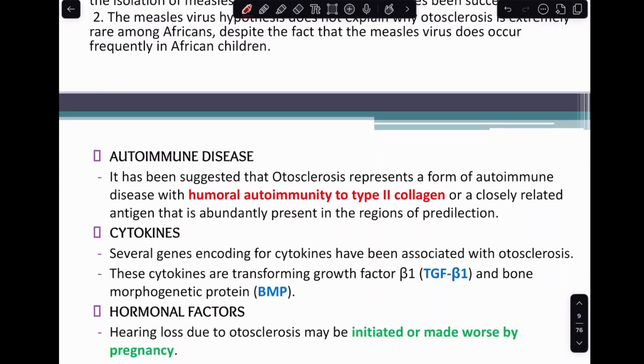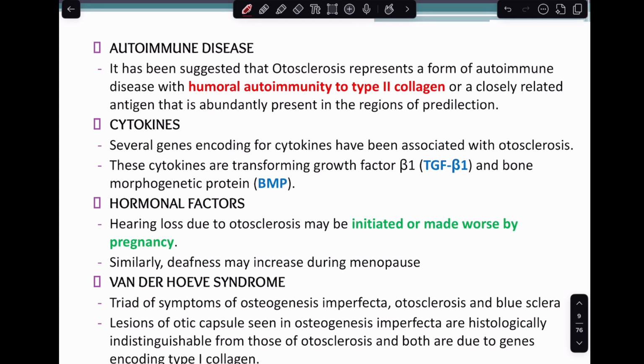Other factors here are autoimmune disease. Sometimes it has been suggested that possibly otosclerosis represents a form of autoimmune disease with humoral immunity to type 2 collagen. And certain cytokines have also been seen to be associated with otosclerosis, like the transforming growth factor beta 1 and the bone morphogenetic protein BMP.